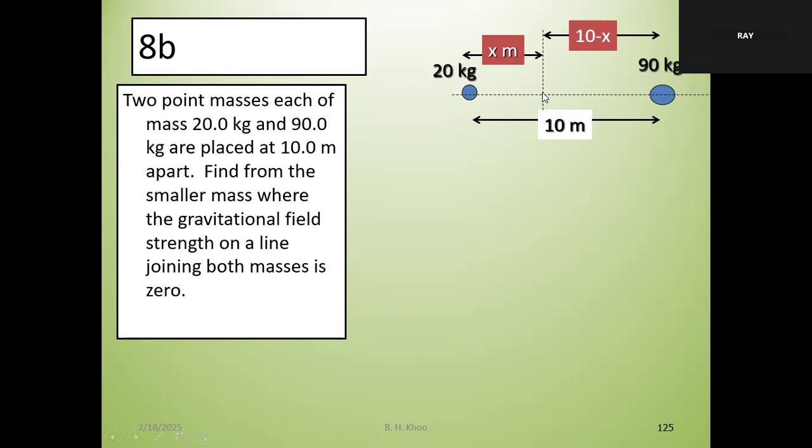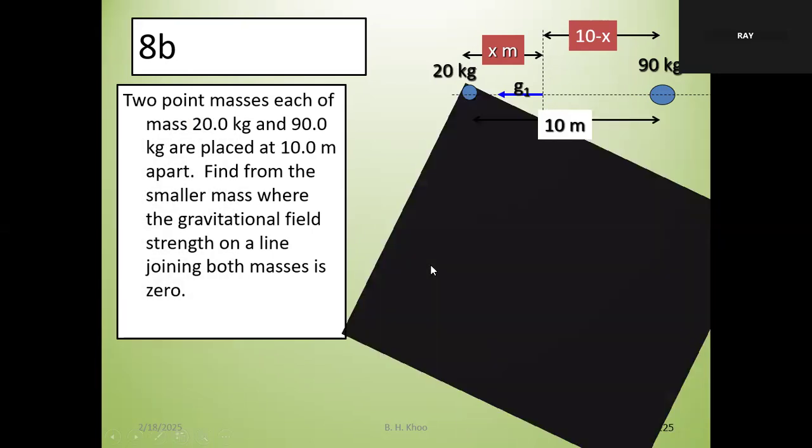Since we want the point where the gravitational field strength is 0, we let the distance from the smaller mass be x meters. So the distance from the bigger mass to the point where the field is 0 is 10 minus x. So this is the smaller mass, the gravitational field for the smaller mass.